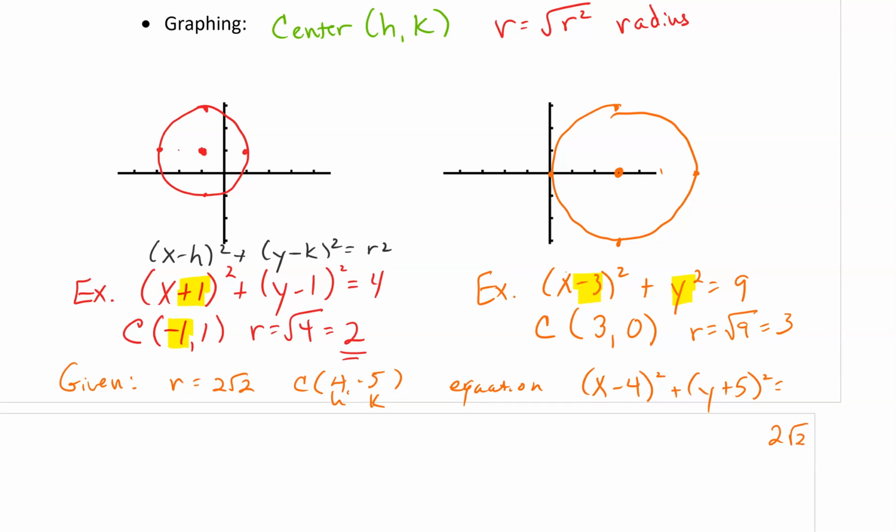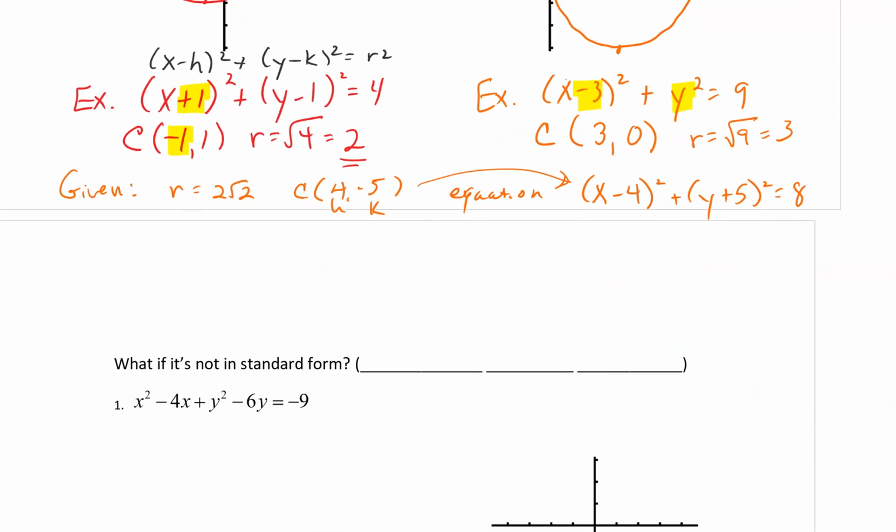Well, remember that's 2 root 2 squared. Well, 2 squared is 4 times the square root of 2 squared, which is 2. That would be 8. And so this would be your equation of that circle. So use that information to help you.